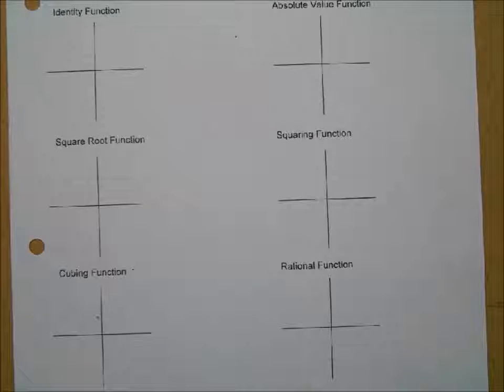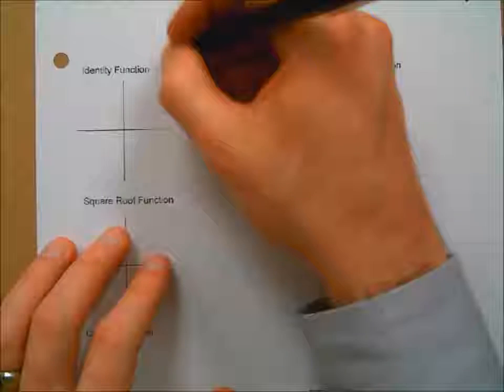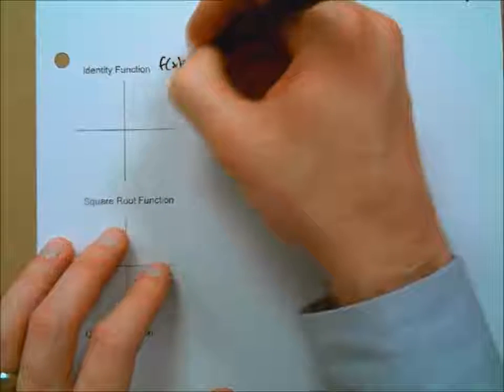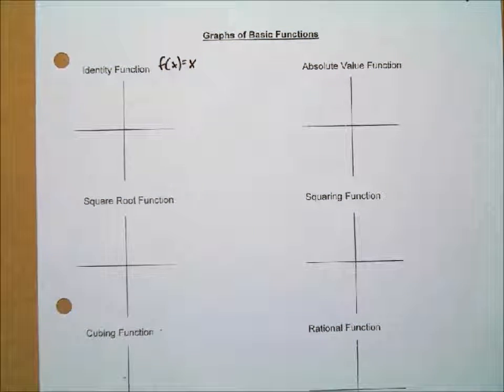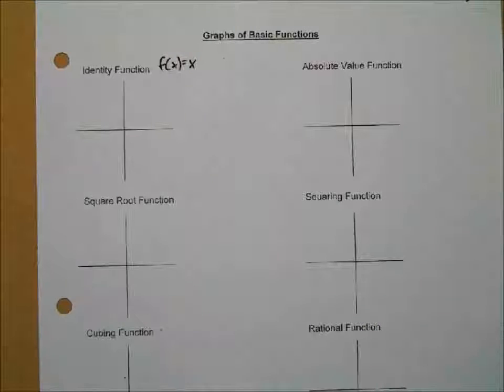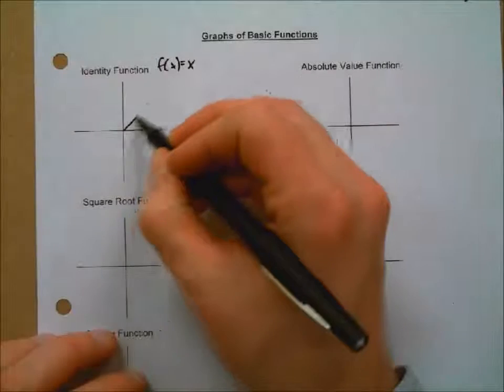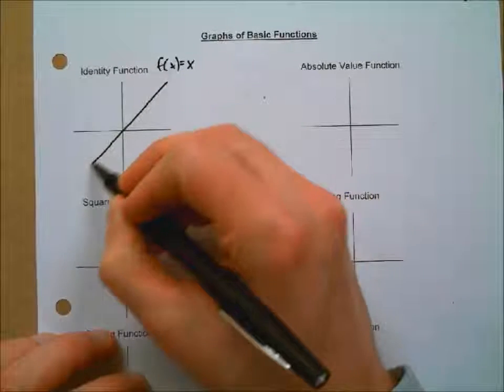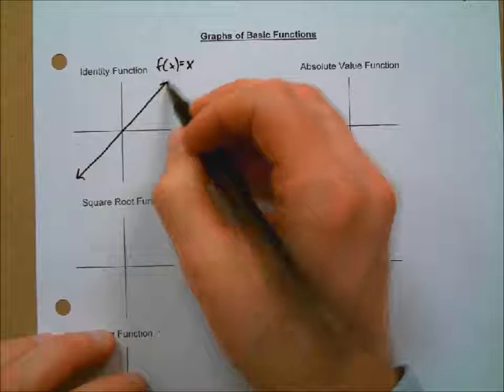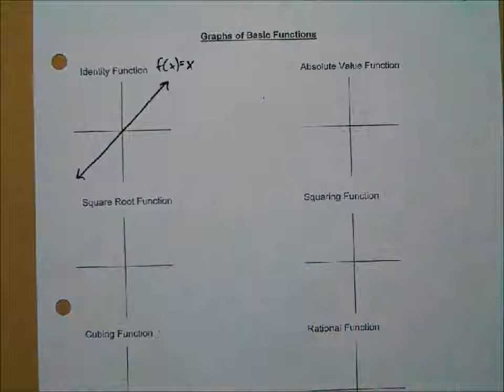Okay, so the identity function, that is just literally the function f of x equals x, right? Or y equals x if you like. And we'll just kind of sketch the graph of this. I'm going to do a very quick and dirty sketch. I'm not even going to put coordinates down or anything like that. We all know what the line y equals x looks like, right? Slope is 1, y-intercept is 0. Okay.